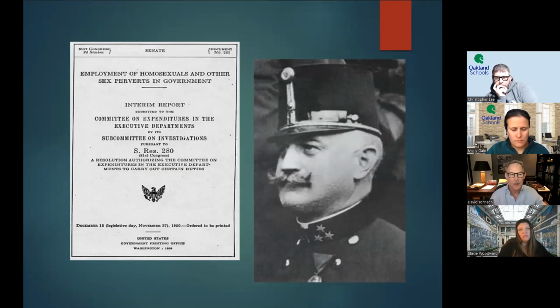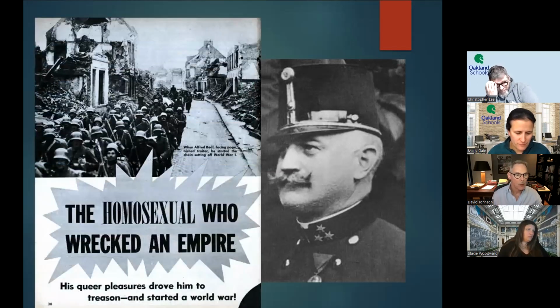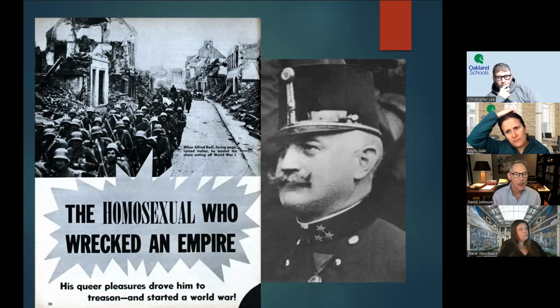So even in 1950, this is evidence from 40 years ago. One guy in another country. So they had no evidence of any American citizens in the recent past who had betrayed government secrets under threat of blackmail. And yeah, Colonel Redl sometimes, at least in tabloid magazines, gets blamed for the beginning of World War One.